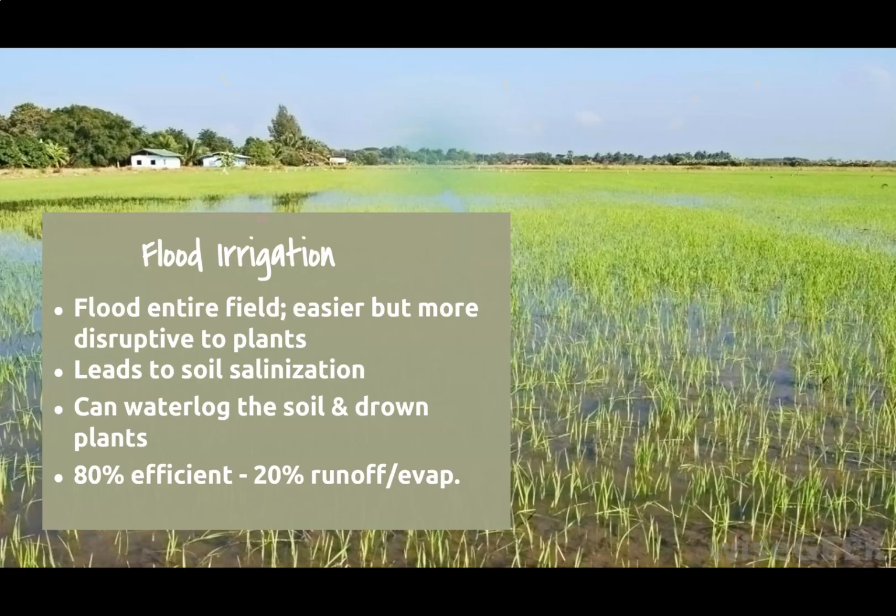Flood irrigation to me always sounded pretty silly, where you literally flood the ground. But in some cases, it's easy, and this is how they actually get cranberries out, by flooding the area. In these cases, the entire crop is flooded. Unfortunately, it will lead to soil salinization because eventually that water will evaporate. Drawbacks: it can waterlog the soil and ultimately drown the plant. Now the roots, at least, do need oxygen. If there's too much water too fast, the roots don't get enough oxygen. 80% efficiency, 20% runoff, pretty decent.